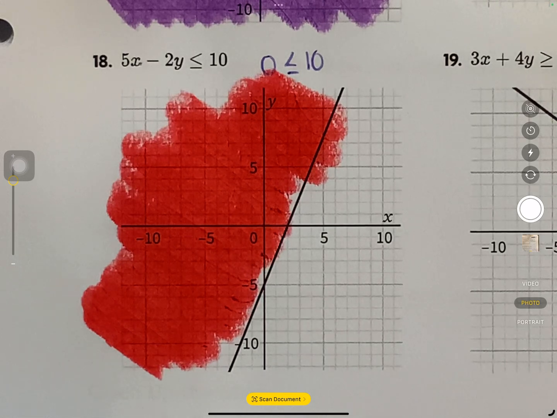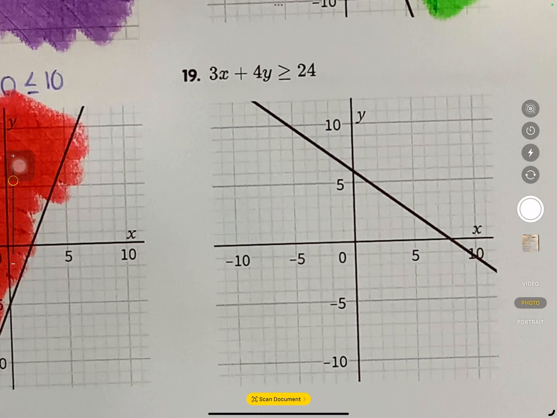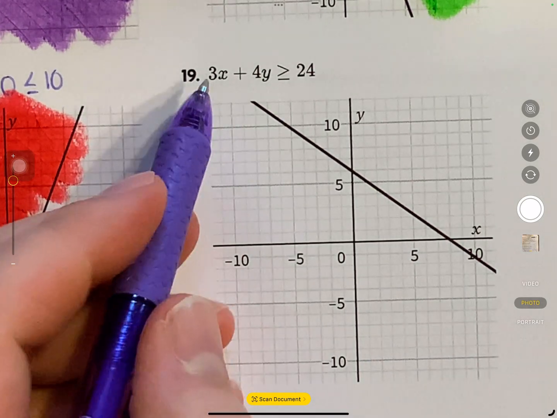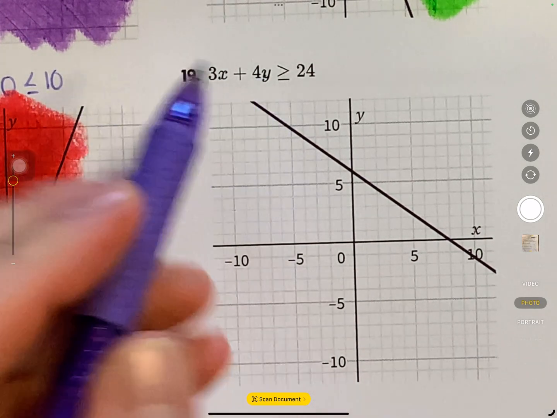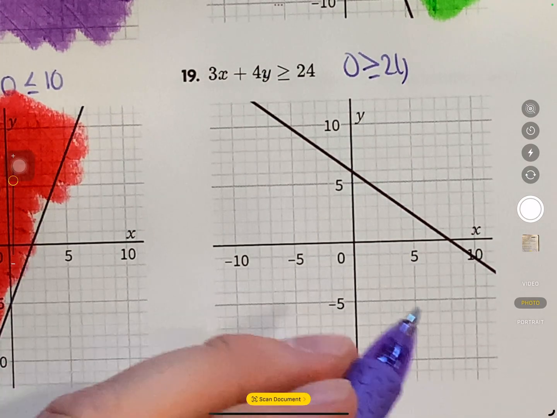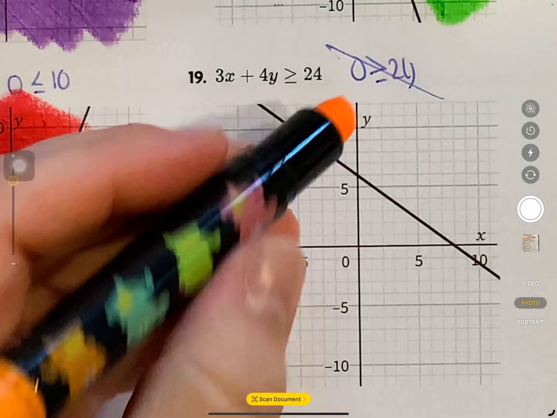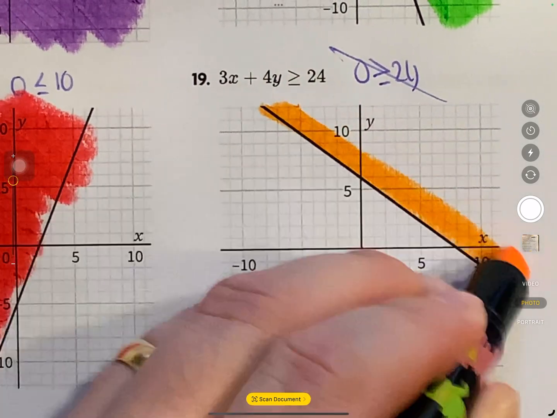Next one. Put a 0 here, a 0 here. So it should say 0 is greater than 24. Is that true or false? It's false. 0 is not bigger than 24, so we cannot shade the origin. We will shade the other way.